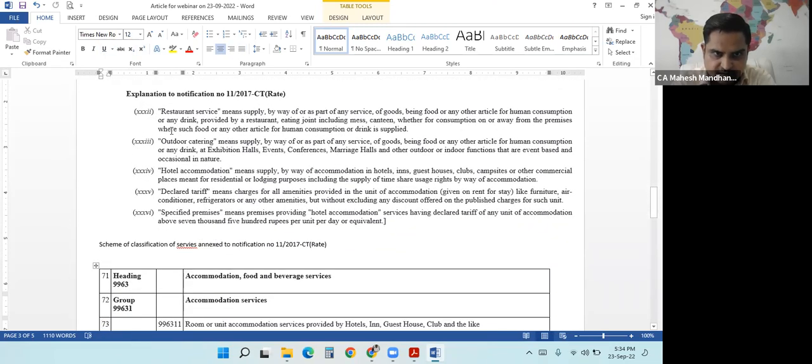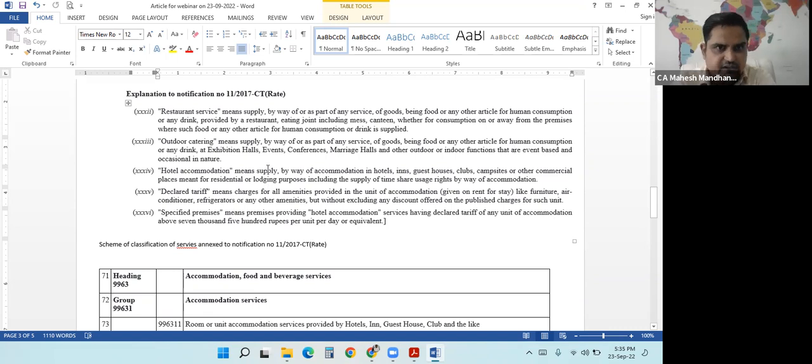We have seen restaurant service. Outdoor catering means supply, by way of any service, of any food, again the same thing, food plus drinks, on any particular event. If you see, they are event based and occasional in nature. Catering is always provided on an event basis.